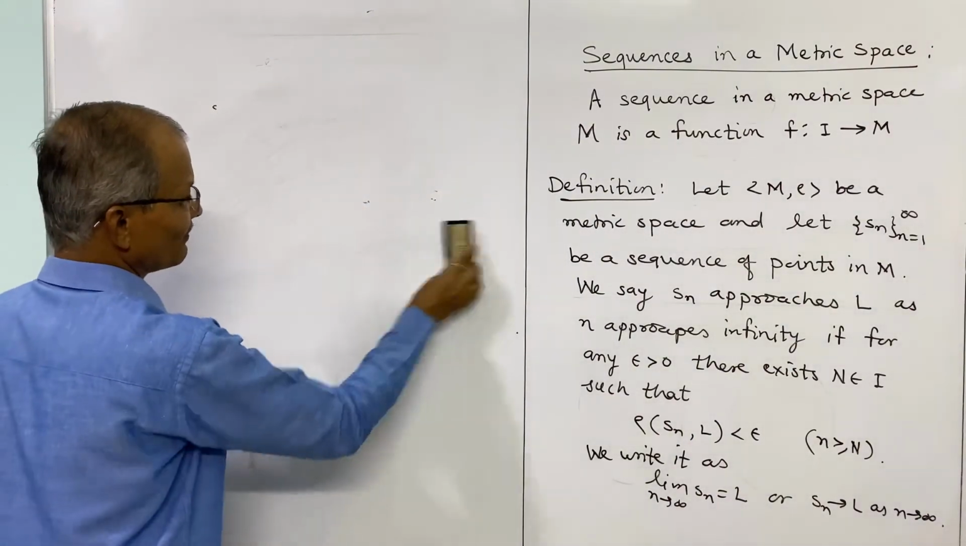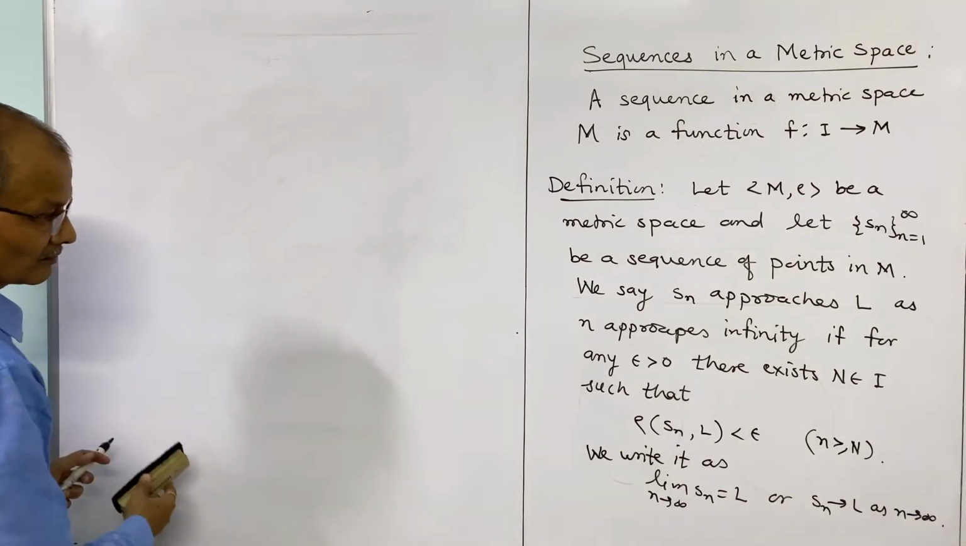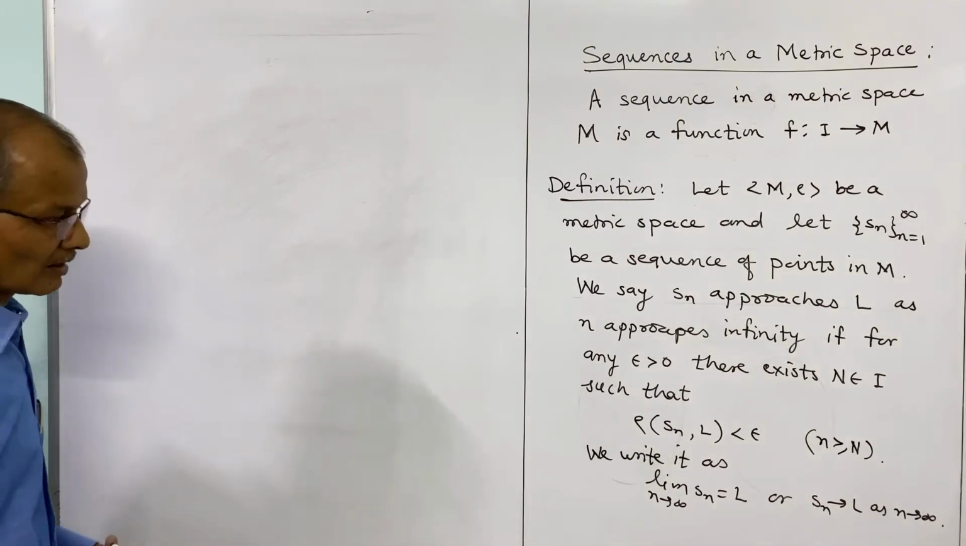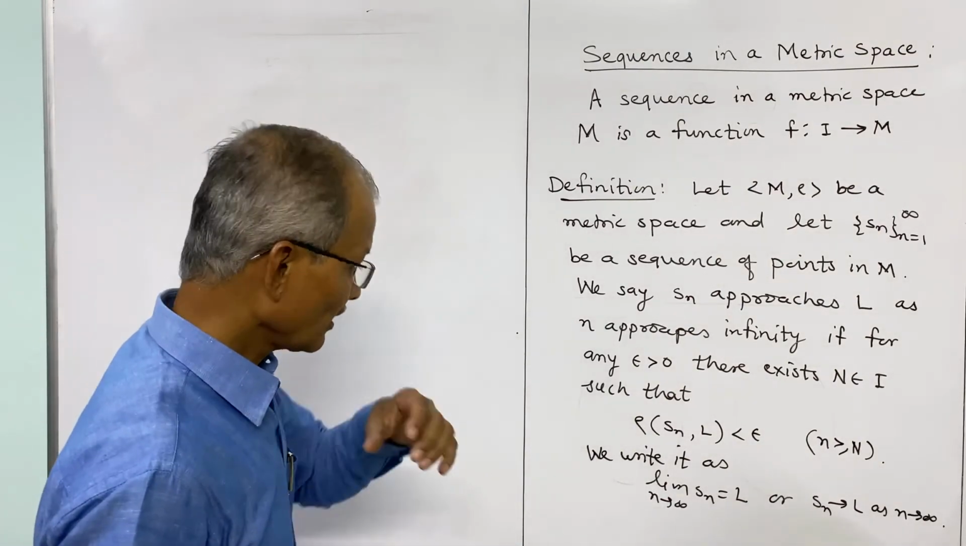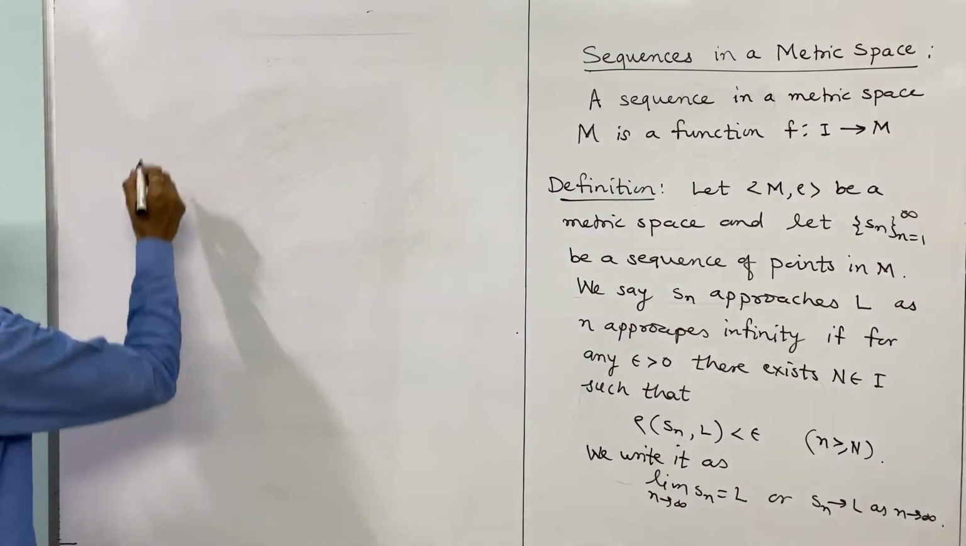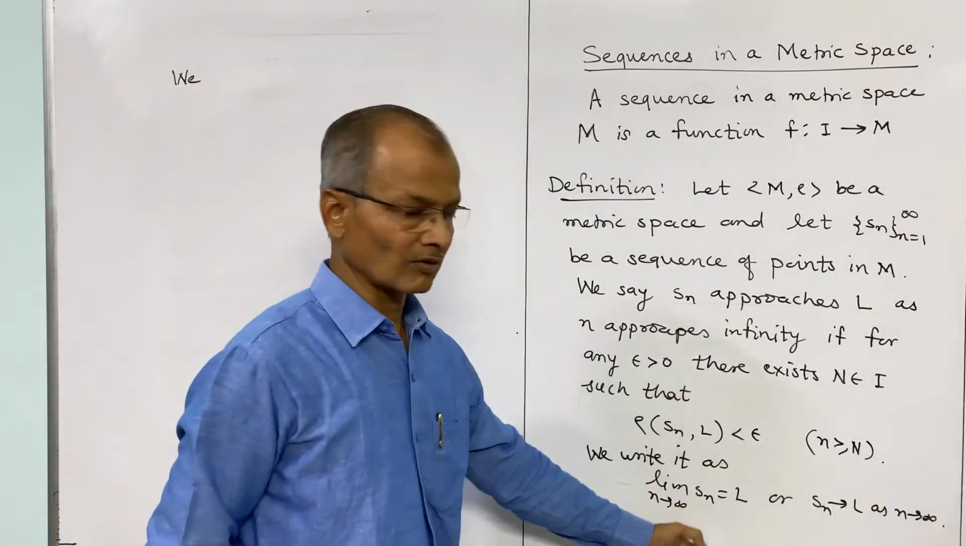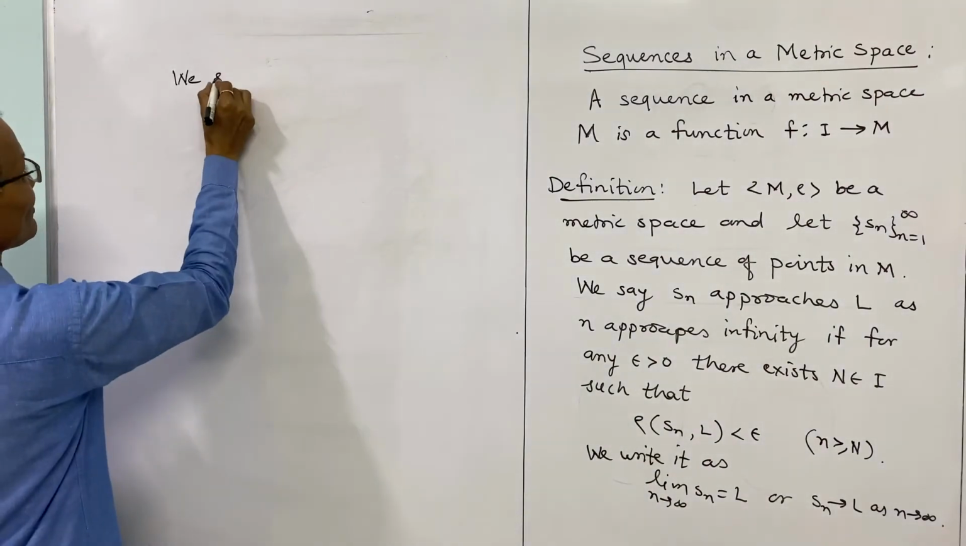Now we shall write the definition of a Cauchy sequence. And here we say this sequence is convergent. We say Sn, if it has a fixed limit, we say it is convergent. We say Sn converges.